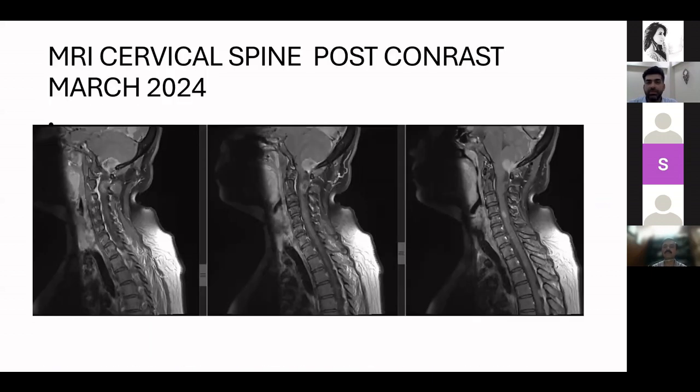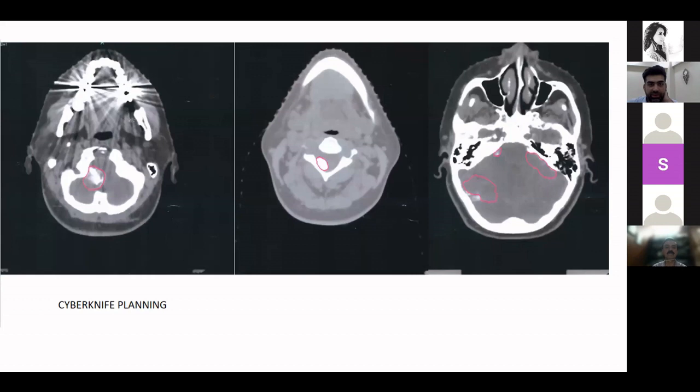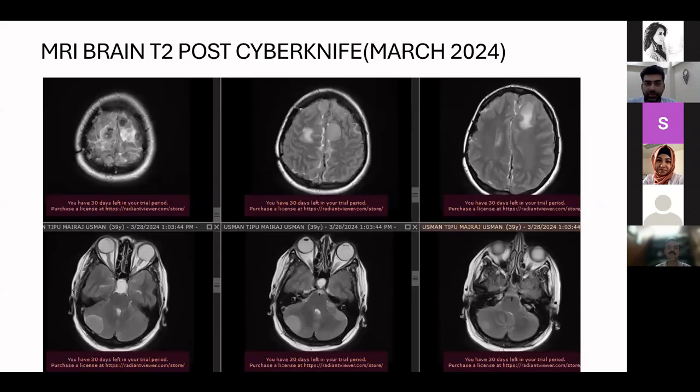These were the post-cyberknife scan. Right. So, Dr. Shayan, do you want to add something? Sorry, मैंने आपसे ये share नहीं किया हुआ था. Really sorry for that. No, not at all. I've seen all these cases before.